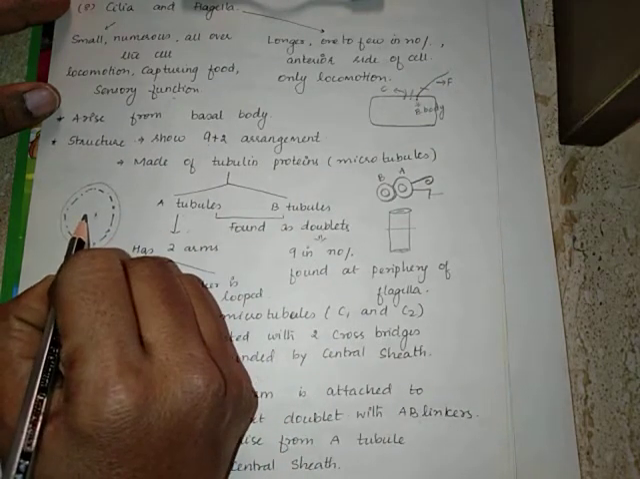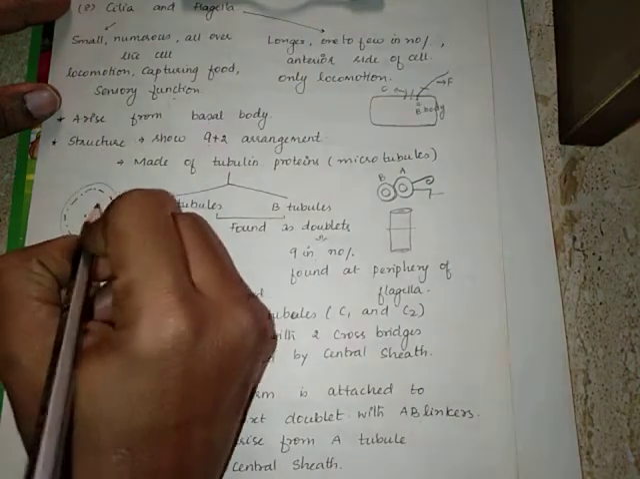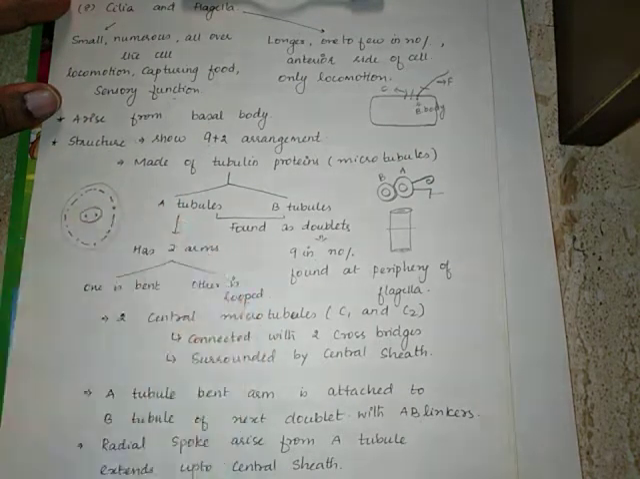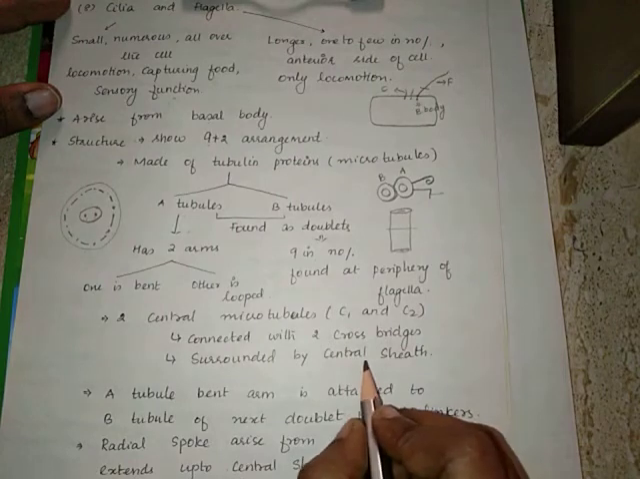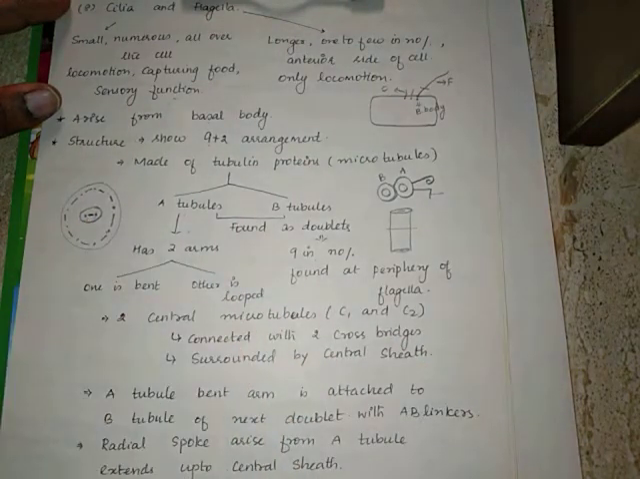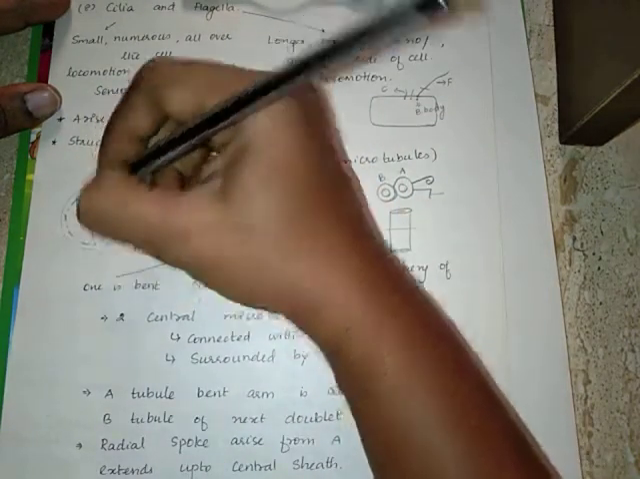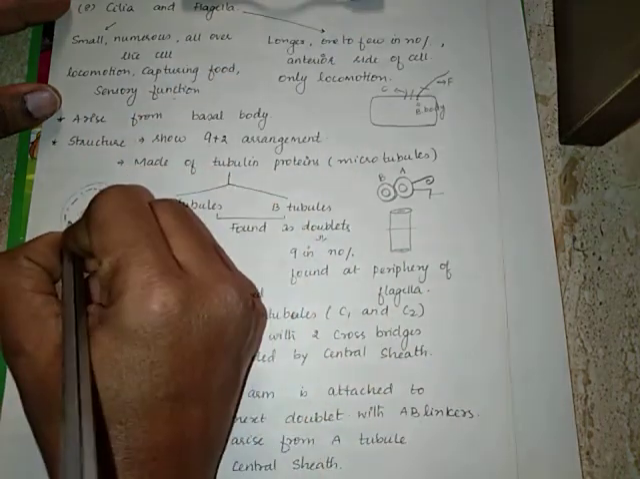Now we studied that there are two tubules in the center. These two tubules in the center will be surrounded by a sheath, which is called the central sheath. Similarly, the tubules in the center will be interconnected to each other. Then from these doublets there will be structures that are moving towards the central sheath.